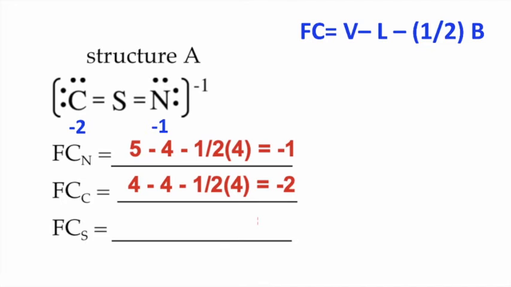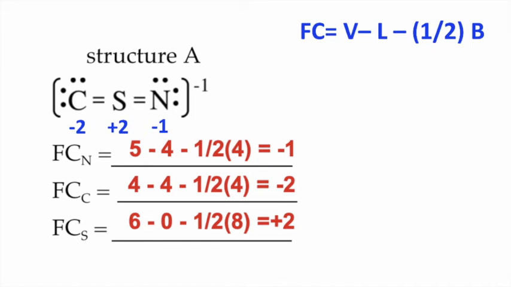Now let's take a look at sulfur. We know that sulfur has 6 valence electrons. And if you can't remember that, just look it up in the periodic table. We see that we have no lone pair electrons, but we have 8 electrons that are tied up in those double bonds, and we're going to subtract half times the 8, and this is going to give us a formal charge of +2.